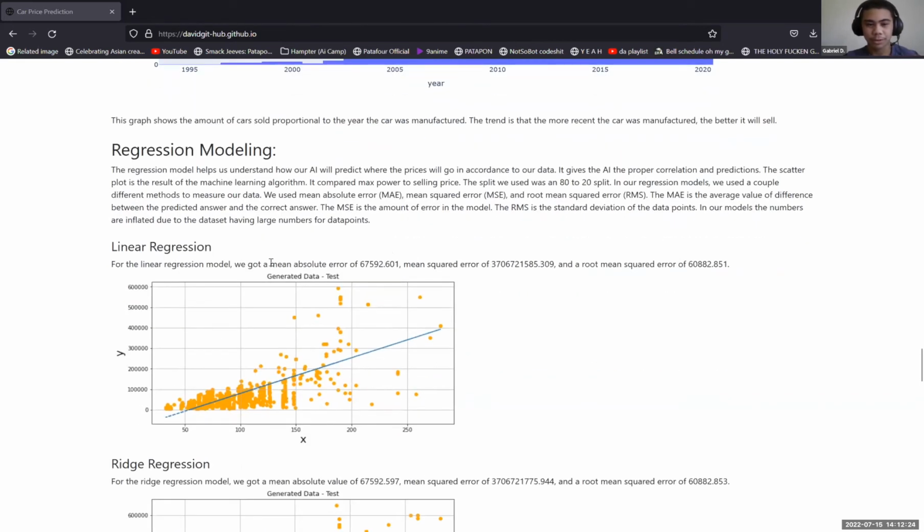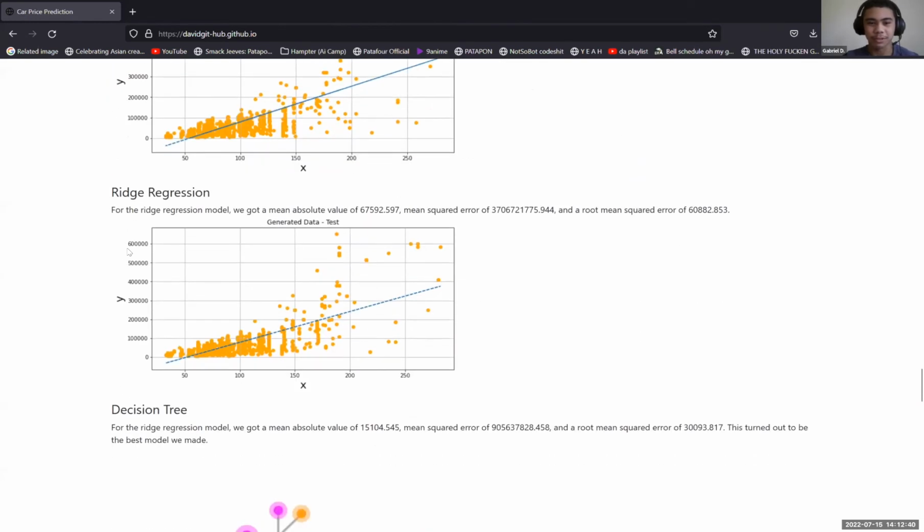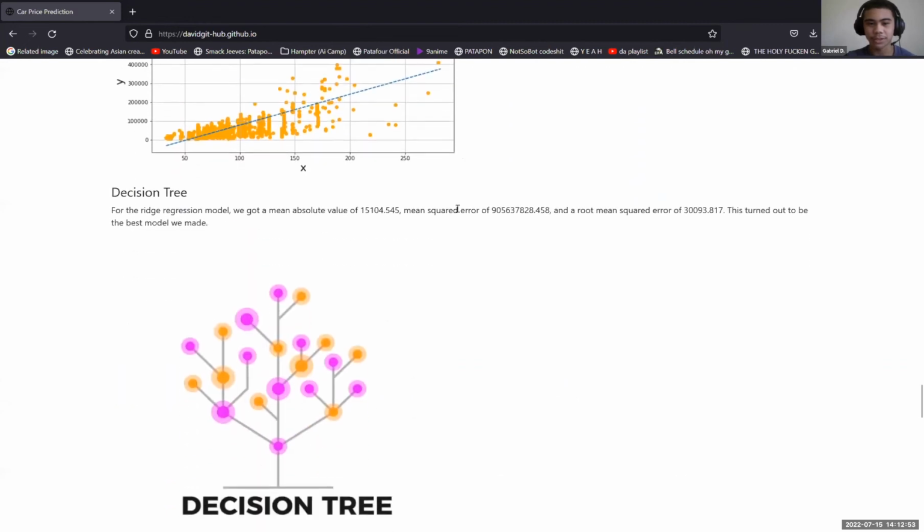And for linear regression, we have the mean absolute error, mean squared error, and root mean squared error. The reason why the values are so inflated is because the numbers here are also inflated as well. Ridge regression, mean squared error, and the decision tree. This one was actually one of our best ones yet.